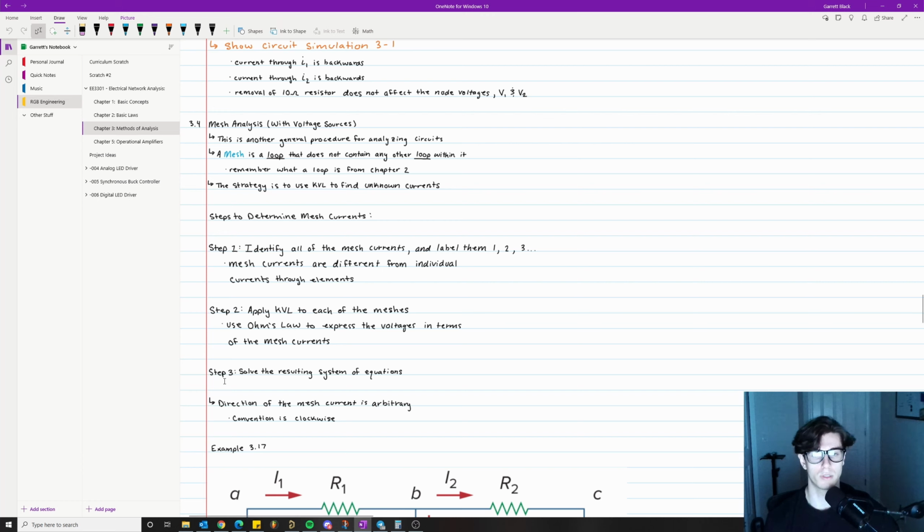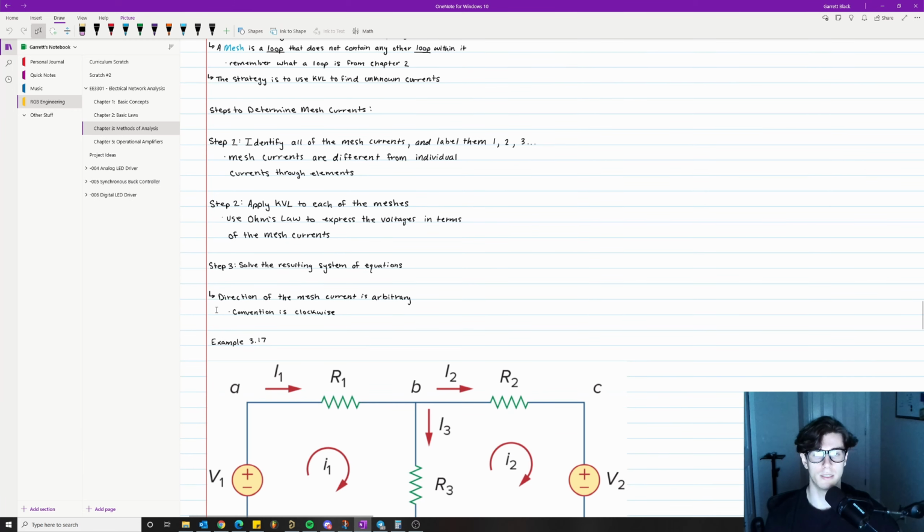Step 3, solve the resulting system of equations. Just like the node voltage method, we're using all of these concepts and techniques to ultimately get us to a system of equations where we just do algebra. The direction of the mesh current is arbitrary, and the convention is clockwise. So that's where I got that from. If you were wondering why I was drawing my meshes clockwise, that was why.